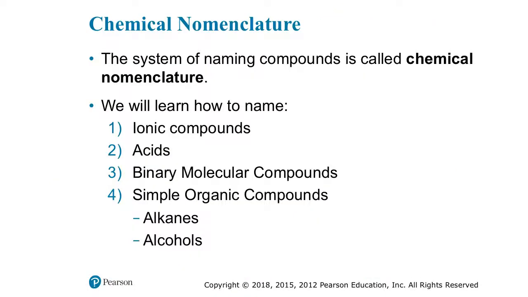Okay, so our nomenclature system. Here's a brief overview of what we want to know how to name. We want to know how to name and differentiate ionic compounds from acids, from binary compounds, and some simple organic compounds like alkanes and alcohols. Now let's go through a couple simple cases right off the bat. We have magnesium nitride from the previous page that we now know how to name.